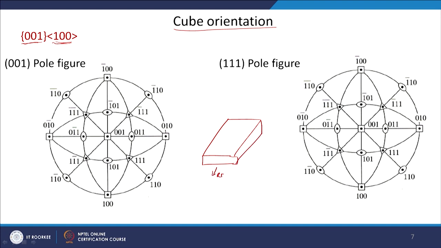So, this is my rolling direction, this is my transverse direction, this is my normal direction, and on this my cube is there. So, this is the 001, this is 100 and this is 010. So, this is parallel to ND, this is parallel to RD. So, this is the orientation, how it will look on a 001 pole figure, it will be similar to this. So, I am just putting my sample geometry here, RD, TD and ND. And for me all other poles will go. So, as I just showed you, all these poles will not be visible for me.